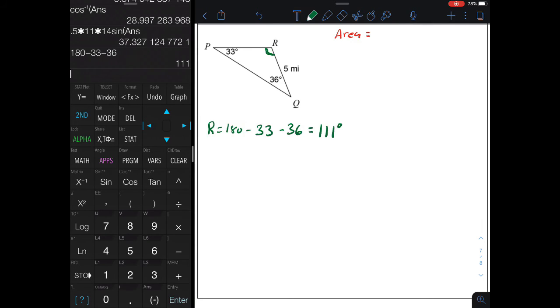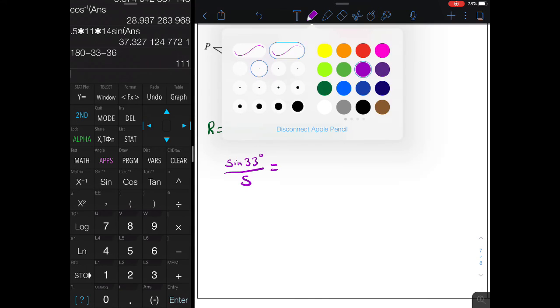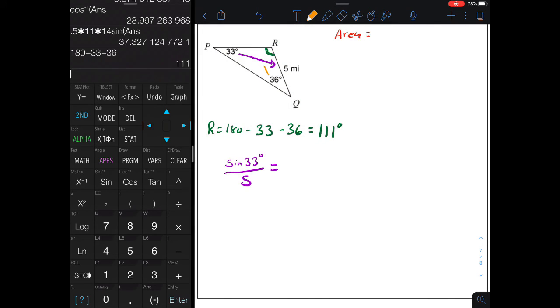Now, I have to figure out what side do I want to find? Currently we have 33 opposite of the 5. So I know I'm going to be forced to use law of sines. Sine of 33 degrees divided by 5 is going to equal, and which side you pick does not matter, I'm going to say let's use the 36. So let's find Q. So sine of 33 divided by 5 would have to equal sine of 36 divided by side Q.